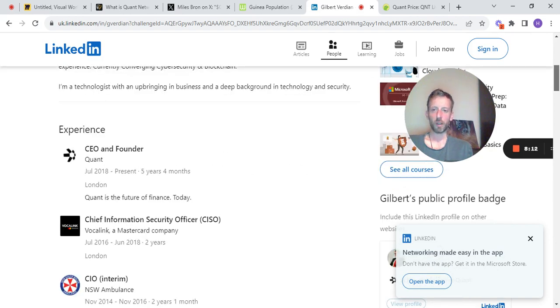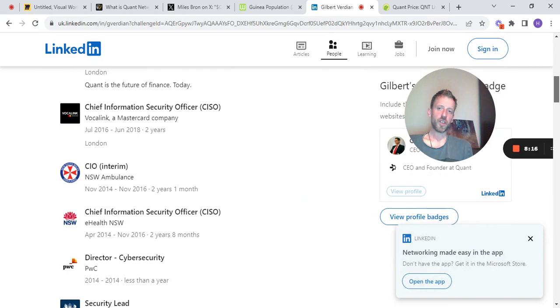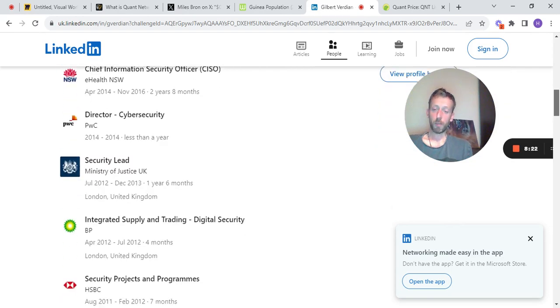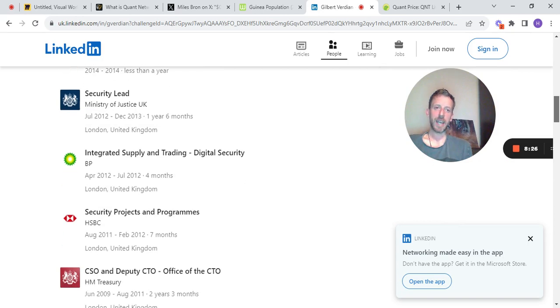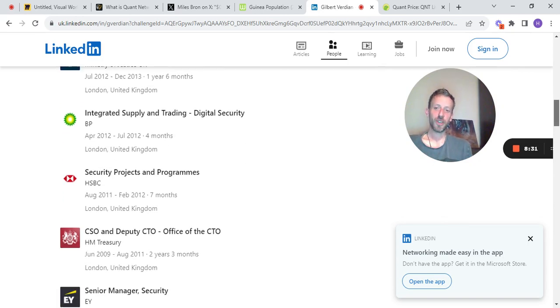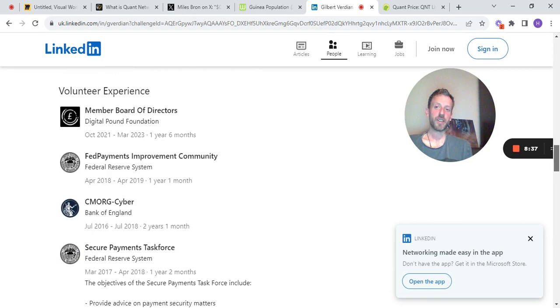Obviously, he's the CEO and founder of Quant, but he's worked for a MasterCard company. He was the Chief Information Security Officer in New South Wales in Australia, security lead in the Ministry of Justice UK, worked for BP, oil, another big industry, security projects and programs at HSBC Bank, which is a massive bank across the world. He worked for the HM Treasury, the CSO and Deputy CTO Officer there. And his volunteer experience is a member of the board of directors of Digital Pound Foundation, which, again, it's coming.